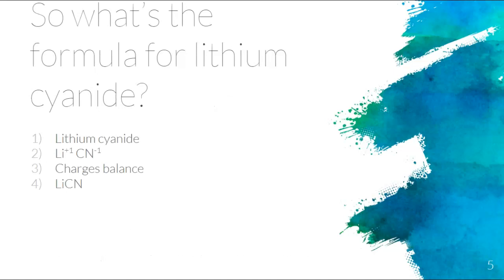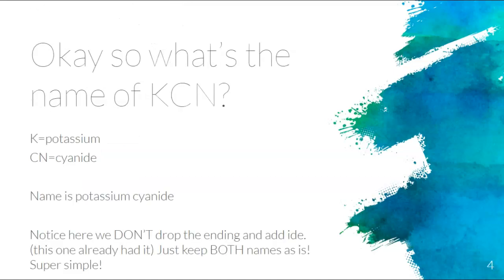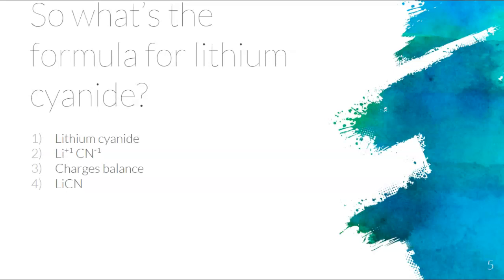Let's look at another one, lithium cyanide. Last time we were just naming it, KCN is potassium cyanide. What if I'm trying to write the formula here? Well, we're going to follow the same steps as last time. I'm going to write up my ions. Lithium is +1. CN, remember, it's that little bundle, has a charge of -1. And so my charge is balanced, +1, -1. And so lithium cyanide would be LiCN, just like that.